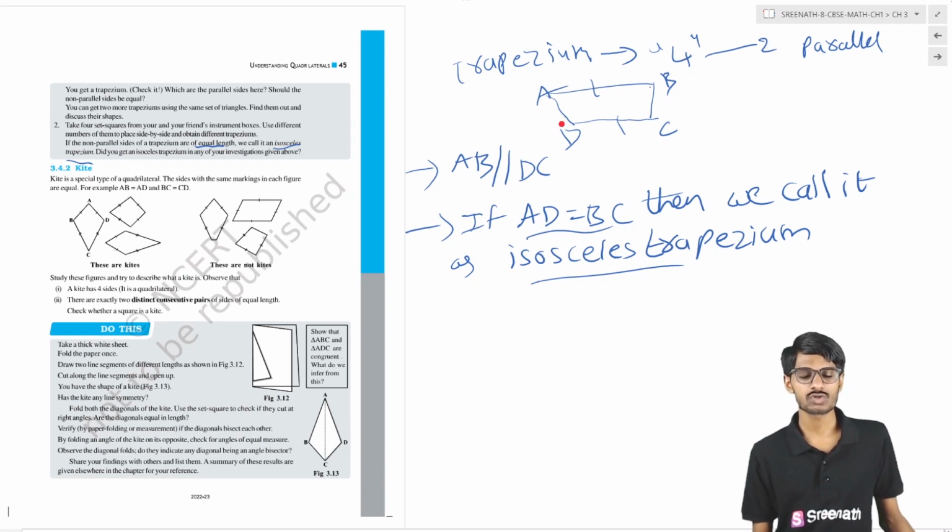Normally, if it has 4 sides and 2 are parallel, then we call it a trapezium. So that is all about the trapezium, students. Next thing is the kite.